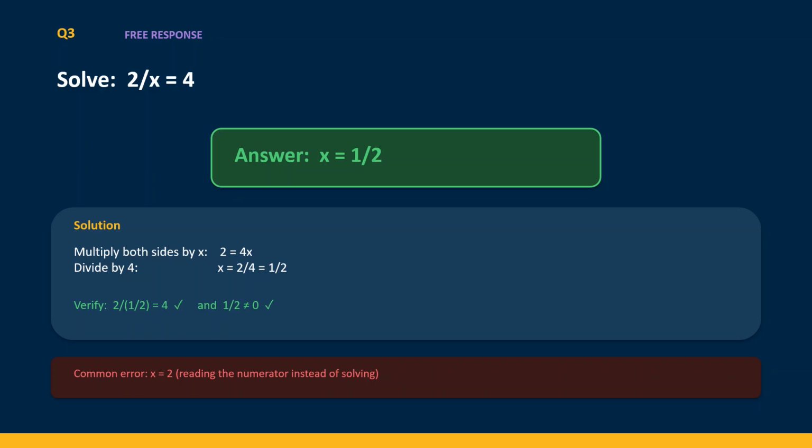The most common error on this problem is x equals 2, which arises from misreading the equation as stating that x equals the numerator. The distinction between x appearing in the numerator versus the denominator is fundamental, and this question serves as a diagnostic for whether the student attends to the structural position of the variable.